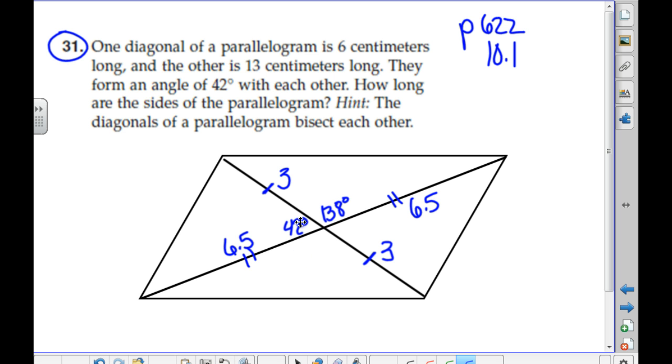Okay. Those make a linear pair. Now we just need to do law of cosines to find that side using the 3 and the 42 and the 6.5. And then we can use the 3 and the 138 and the 6.5 to find that side. We're supposed to find both sides, okay? Does that seem okay now that the picture is all drawn? Yes, thank you.